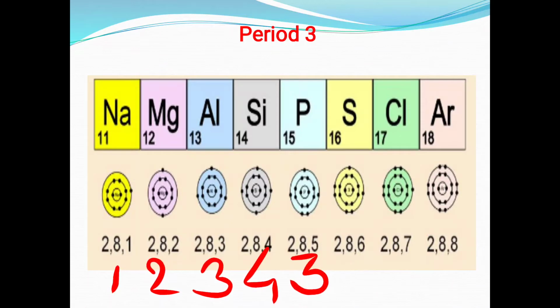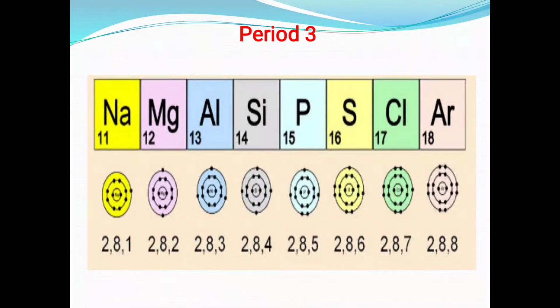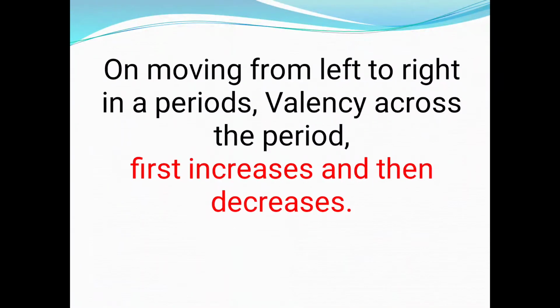So let's see the conclusive statement. On moving from left to right in a period, valency across the period first increases and then decreases. So it is applicable to all the periods in the periodic table. Understand, students? So this was all about the periodic trends of valency followed by all the elements across the period and along the same group.